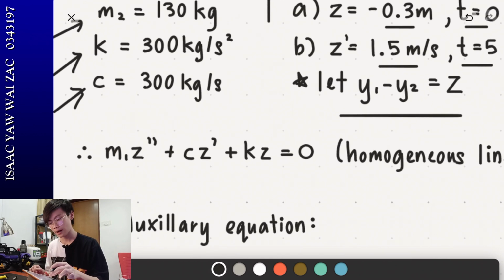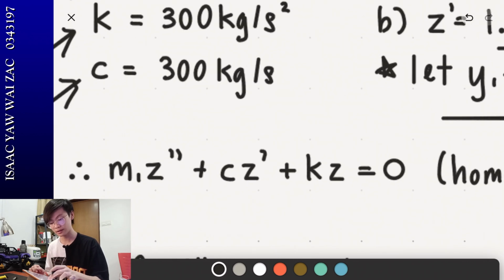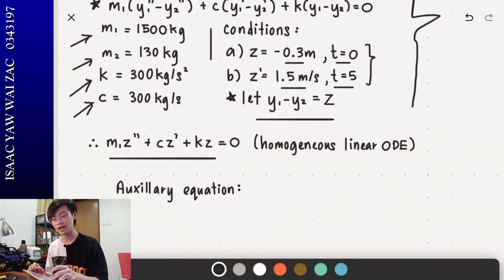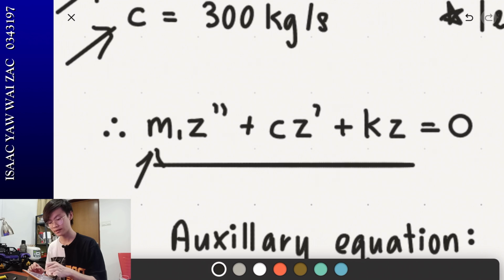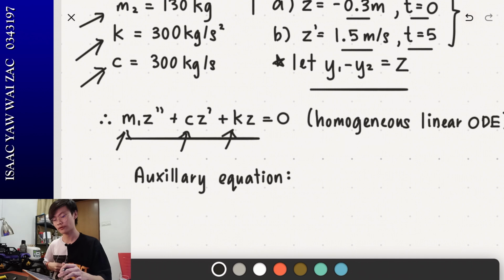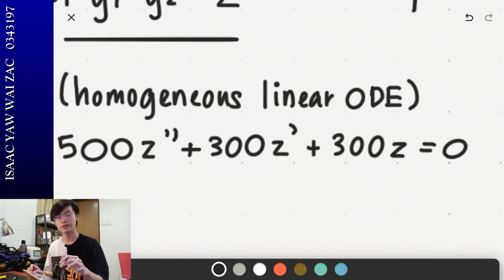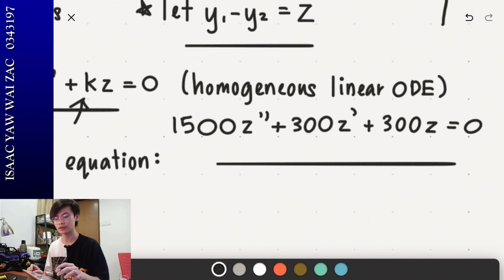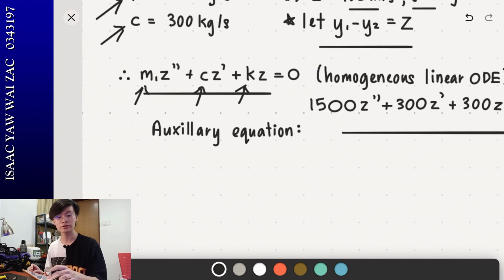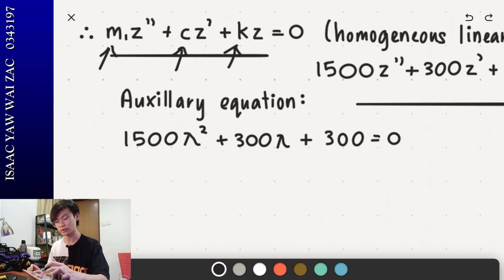Okay, so after substituting z into the equation, we will get this equation, and we will have m1, c, and k from our data. So let's write out the equation first. Okay, so as you can see, this is the equation after substituting all the values for k, c, and also m1. So let's write out the auxiliary equation. Okay, so this is our auxiliary equation as shown here.